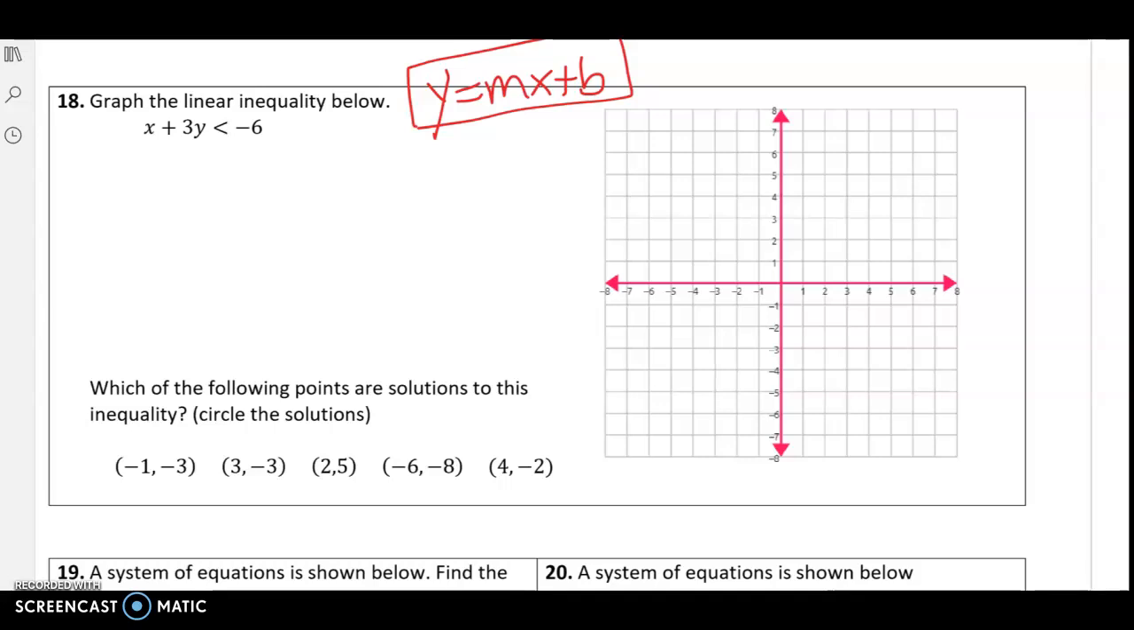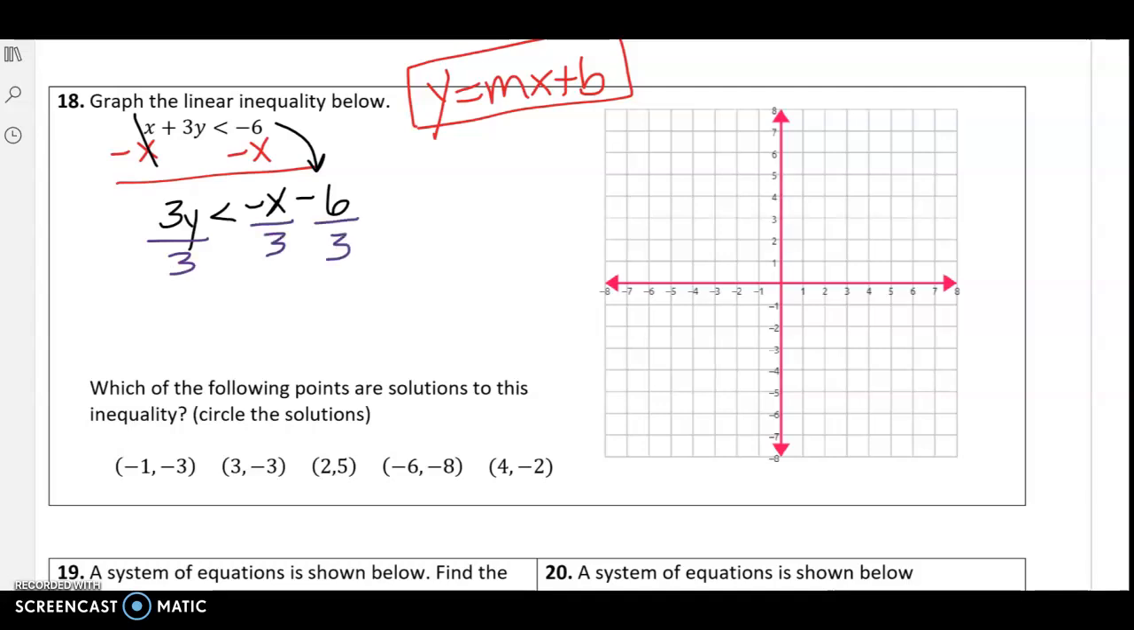Hey everyone, so we're starting off this video with question number 18 of the semester exam review for Algebra 1. Remembering guys that in order to graph anything, and you will have to graph one digitally on the semester exam, you need to get it into y equals mx plus b first. So we're going to start out by minusing x on both sides. So we have x minus x is 0, 3y is less than negative x, and don't forget to bring down the minus 6. And then divide everything by 3.